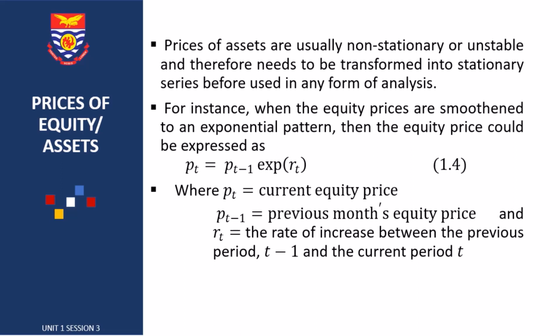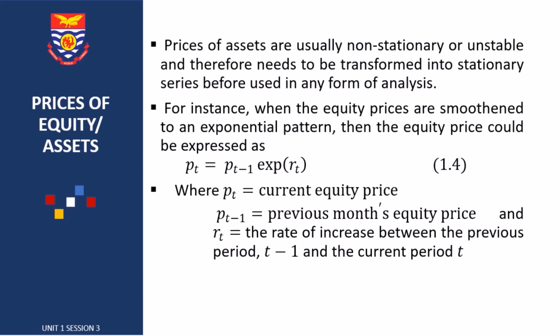Here in our equation 1.4, we have the price series, which is PT, equal to PT minus 1 multiplied by the exponent of RT. PT is simply the current price of stock. So in the case of Ghana Stock Exchange, PT is simply the price of the shares on the stock exchange, which we earlier saw moving from 1,000 all the way to 2,000 and even above. Then the PT minus 1 is simply the previous month's price.